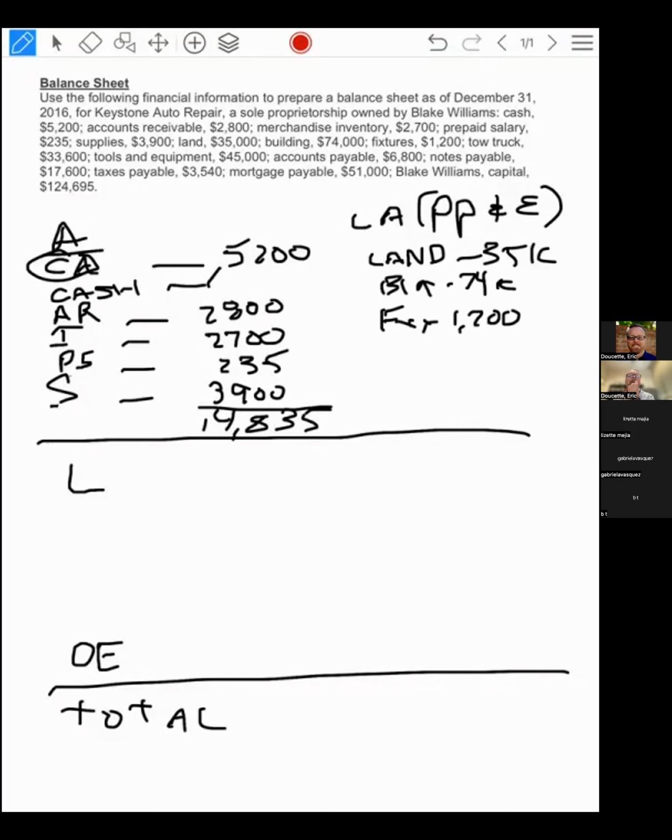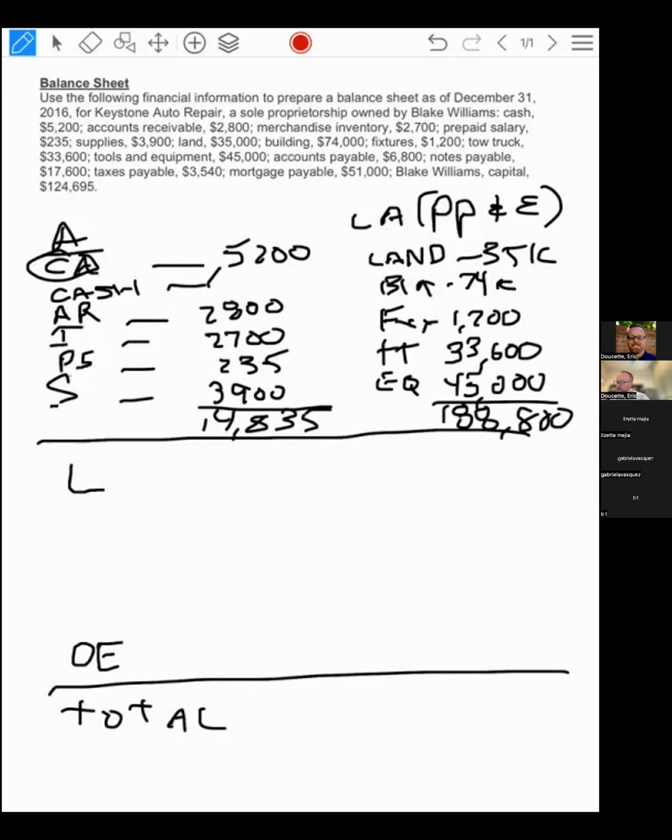And then I have a tow truck. There's a lot on here. Tow truck for 33,600. And then I have equipment. Let's put equipment of $45,000. All right, if I add all that up, those are my long-term assets. That's going to come out to 188,800.